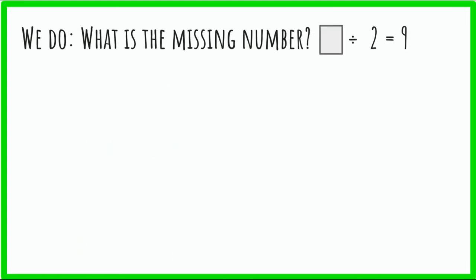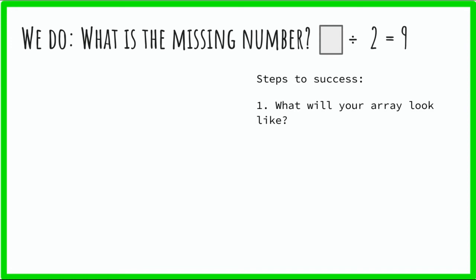This is where you're going to talk to an adult or a sibling. What is the missing number? Something divided by 2 equals 9. What will your array look like? Pause the video and discuss it with an adult. It should show 9 lots of 2.